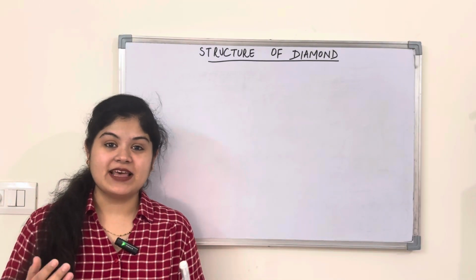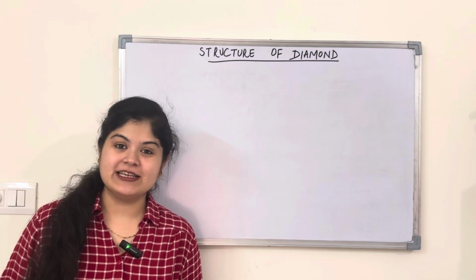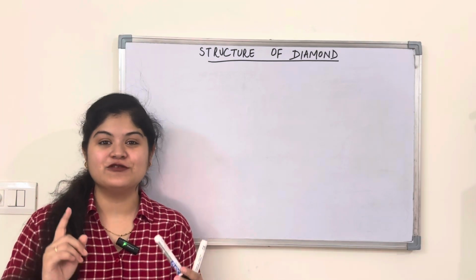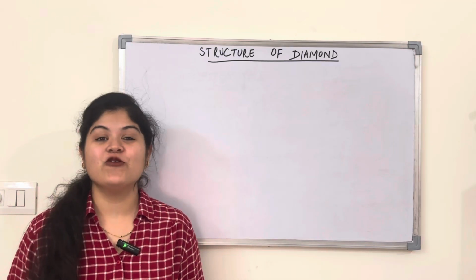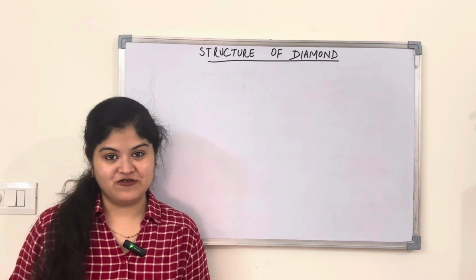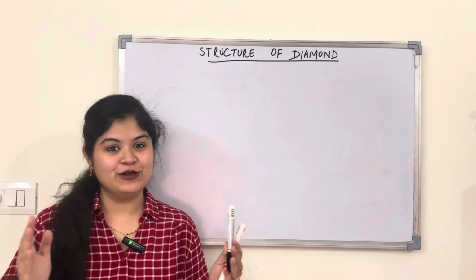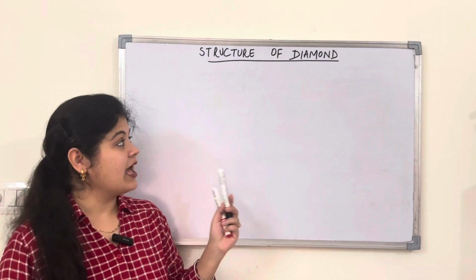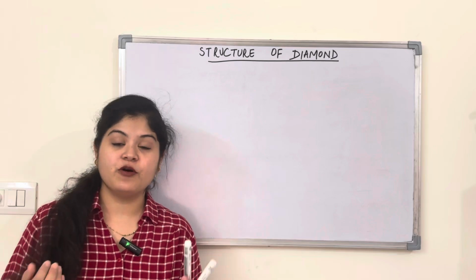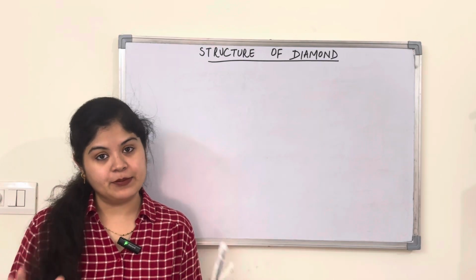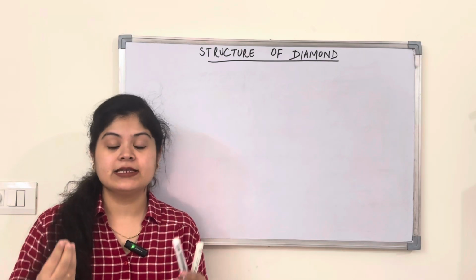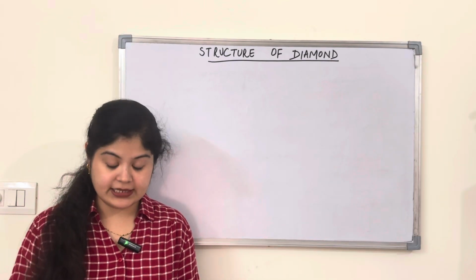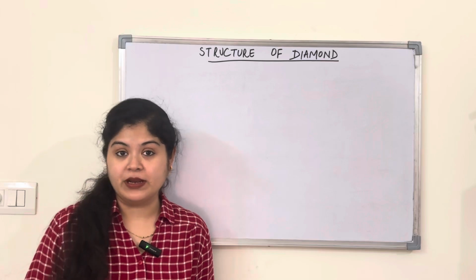So this is the 7th lecture of the lecture series on crystal structure of solid state physics, and today's topic is structure of diamond and its packing fraction. So all about diamond you are going to study today. Diamond is basically an allotrope of carbon, so you will have carbon atoms in the structure of diamond, and the basic lattice which forms the structure is the face-centered cubic lattice.